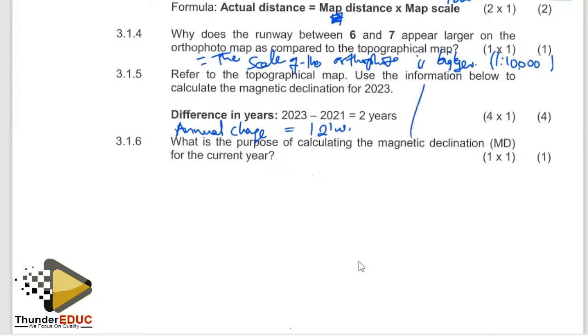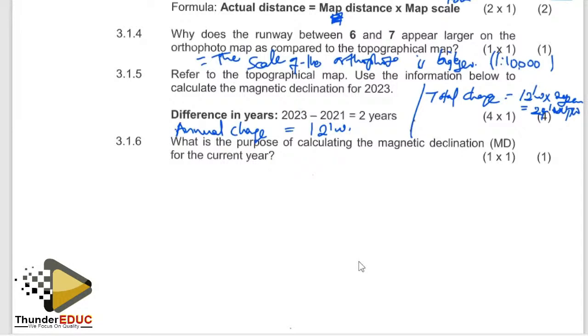The next thing is total change. Total change means 12 minutes west times the 2 years. The answer you are getting here is 24 minutes, 24 minutes west of true north. That is the change that must have taken place from 2021 to 2023. But they want the mean magnetic declination for 2023.